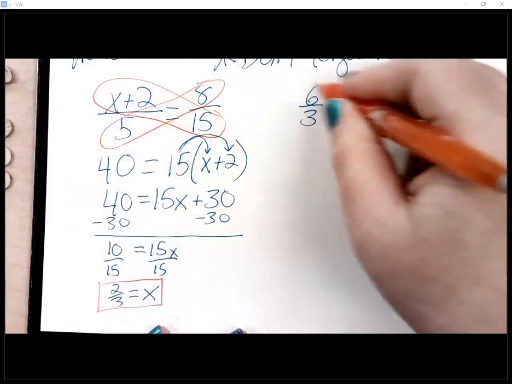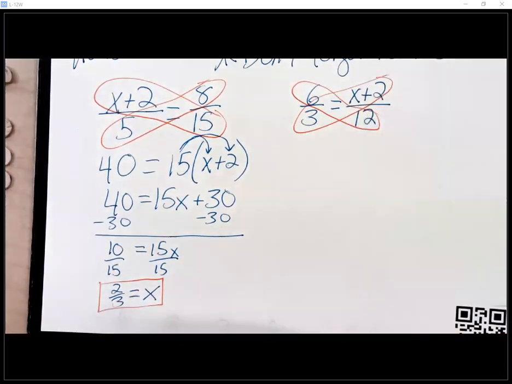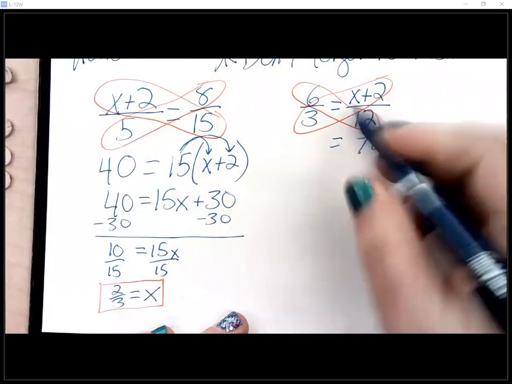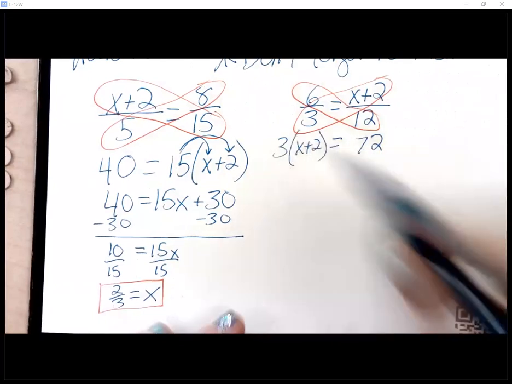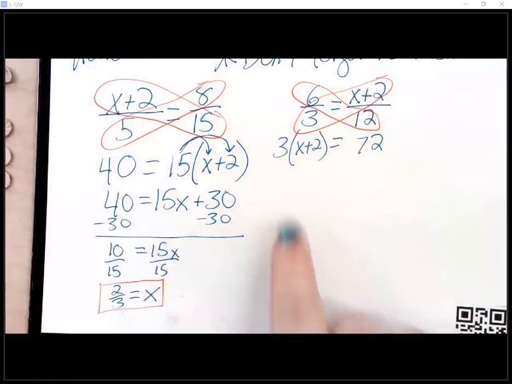Multiply one diagonal, multiply another. Okay, 6 times 12, that is 72, right? Aren't you gonna do like 3x plus 2x? Yeah, so on this side, I'm gonna do 3 times x plus 2. It doesn't matter which side you put the 3 and the x plus 2 on, right? So if you have it flopped over and you have 72 there, it doesn't matter.